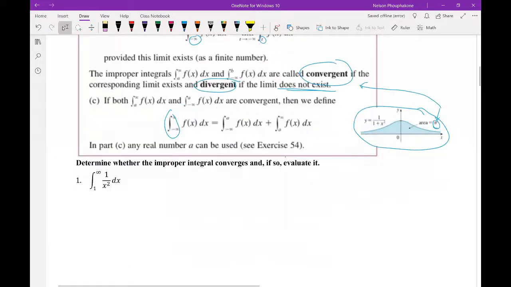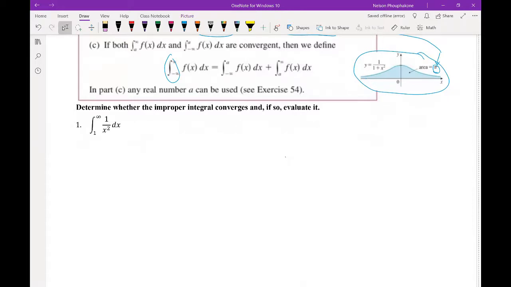Now let's try this problem. I know that 1 over x squared basically looks like this. What I would like to do is find the integral from 1 to infinity. So we take the limit as t approaches infinity of the integral from 1 to t of 1 over x squared dx. Remember, we could change this t to r or any variable we want, but we will keep it as t.